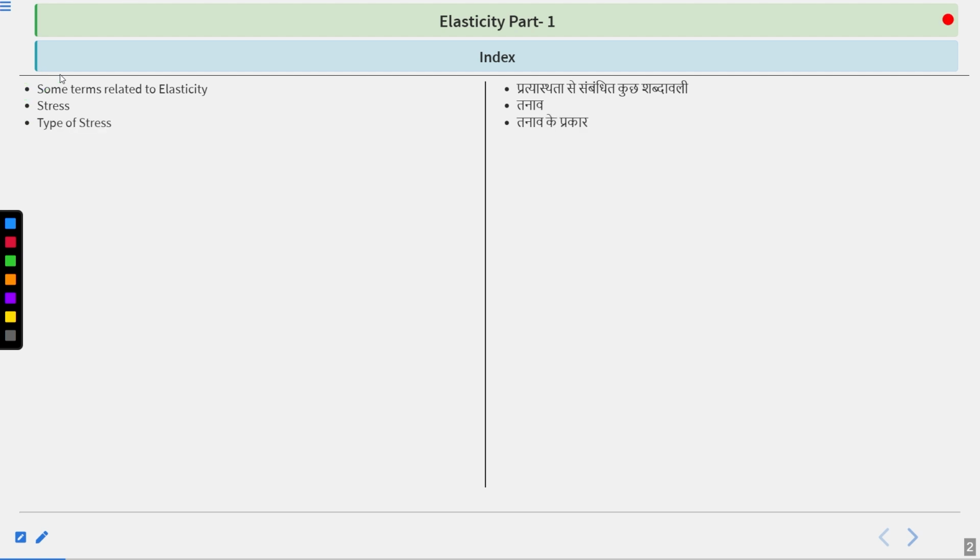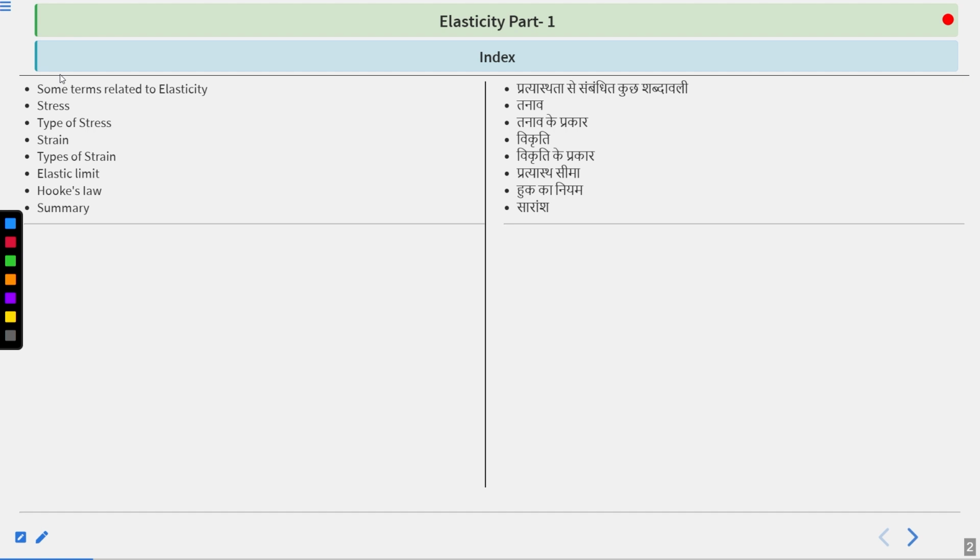We will also talk about types of stress. We will talk about strain, types of strain, elastic limit, what do you mean by this, Hooke's law, and at last, we will see the summary of all this. So this is going to be the way of discussion for us, starting with some terms related to elasticity: stress, types of stress, strain, types of strain, elastic limit, Hooke's law.